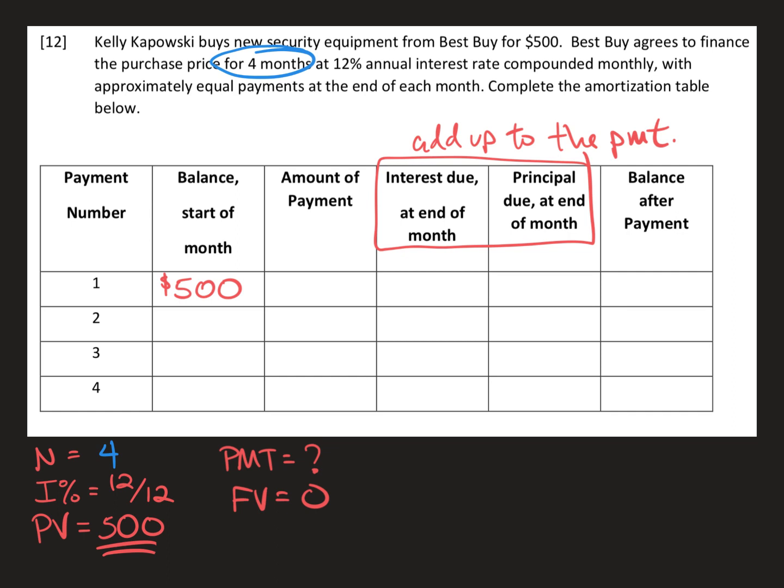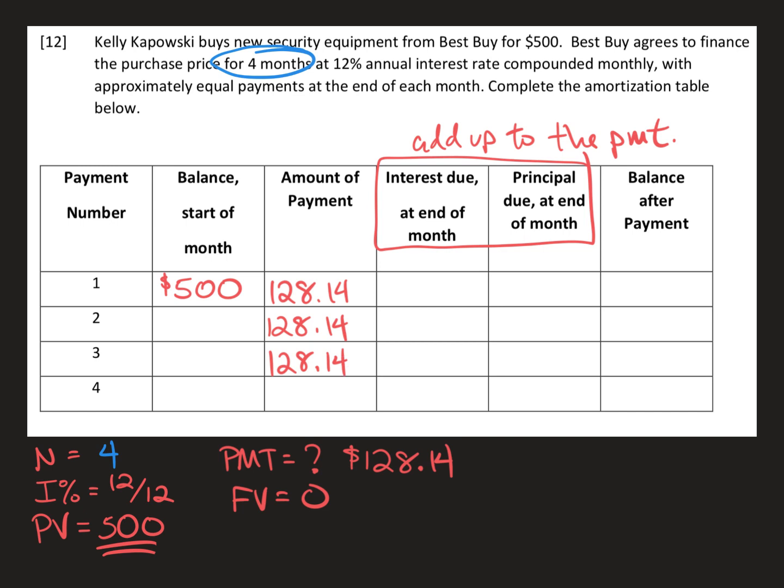You get $128.14. So the payment here is $128.14, $128.14, $128.14, so on and so on.